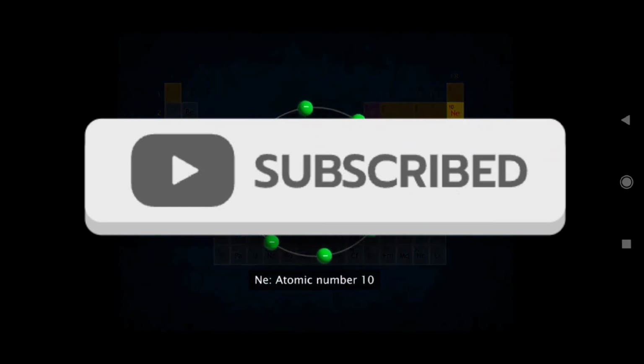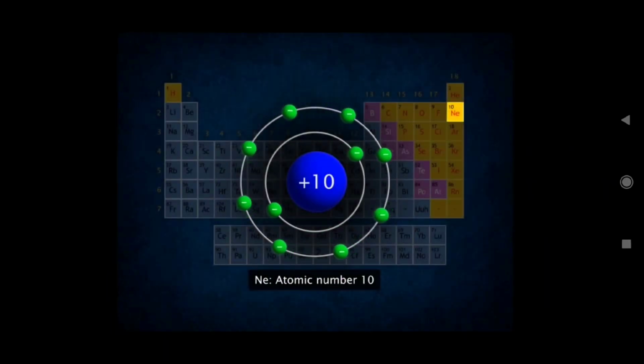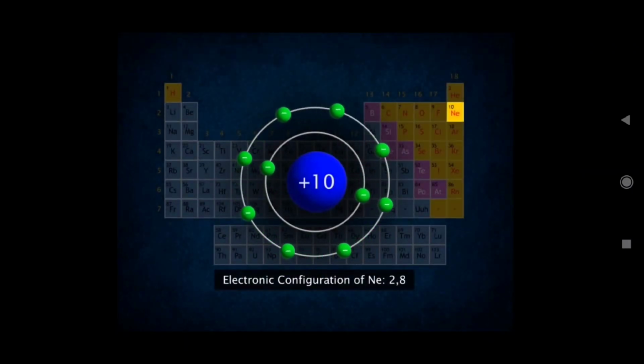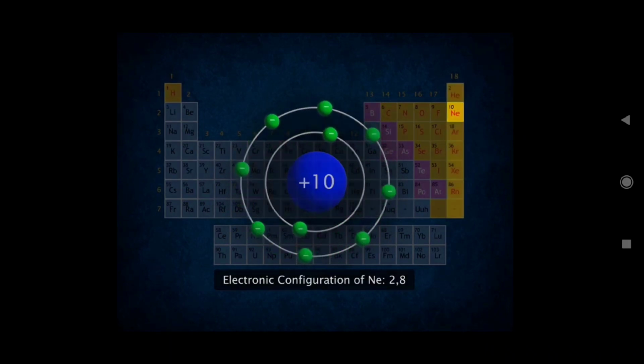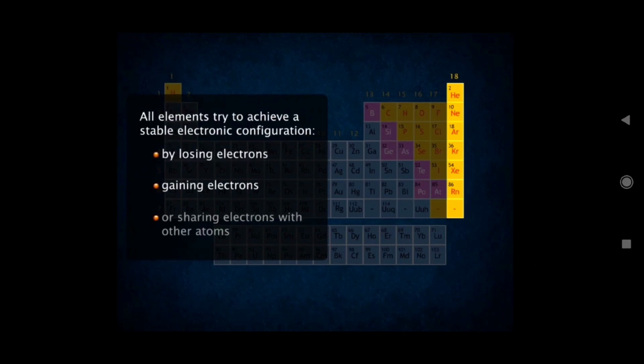Neon has 10 electrons and 10 protons. The K shell contains 2 electrons and the L shell has 8 electrons. This electronic configuration of the neon atom is very stable. All elements try to achieve the stable electronic configuration of the nearest noble element.